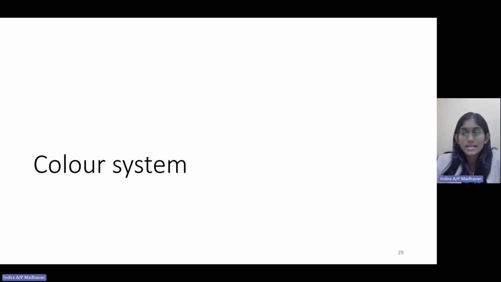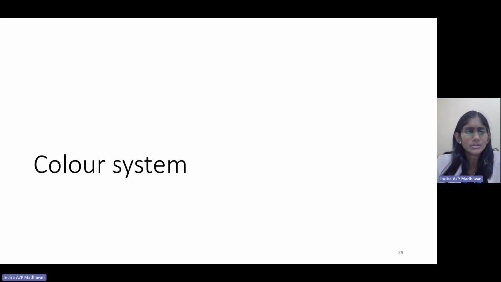Okay, so as I mentioned in the previous lecture, we learned how light goes into the eye, how it gets processed and all that, and we already know how the cones actually work. Now we move on to the color system.